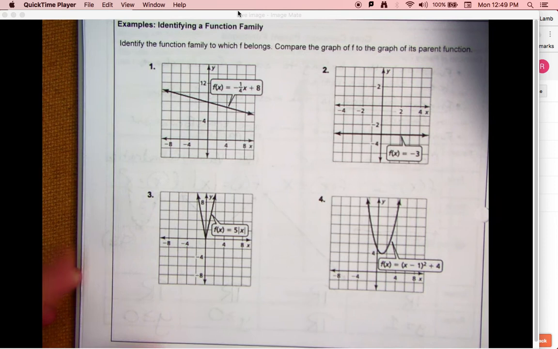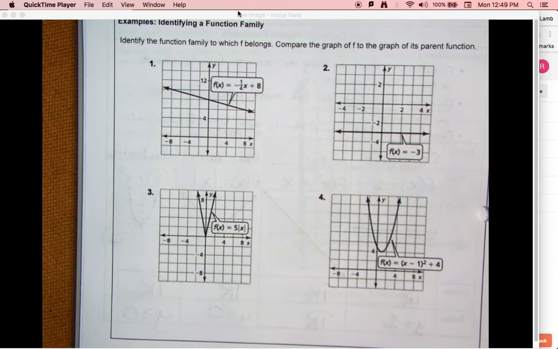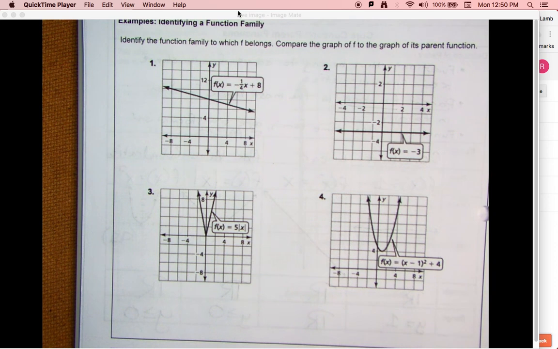All right, so what are we going to look at for the rest of today? It's a kind of base set of knowledge. We're going to look at these functions. We want to identify what family these functions belong to, and then we want to compare the graph of f to the graph of its parent graph. So what happened? Is it steeper? Is it less steep? Is it sloping down? Is it sloping up? Has it moved at all?